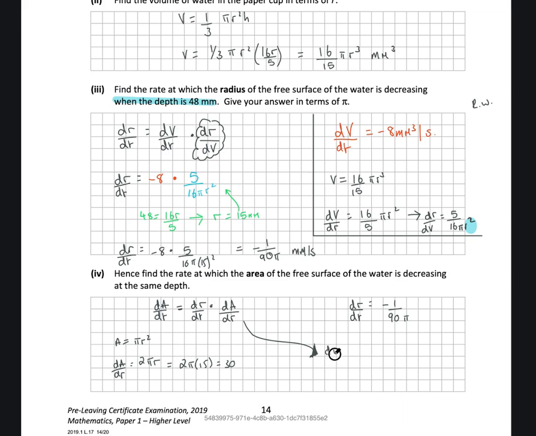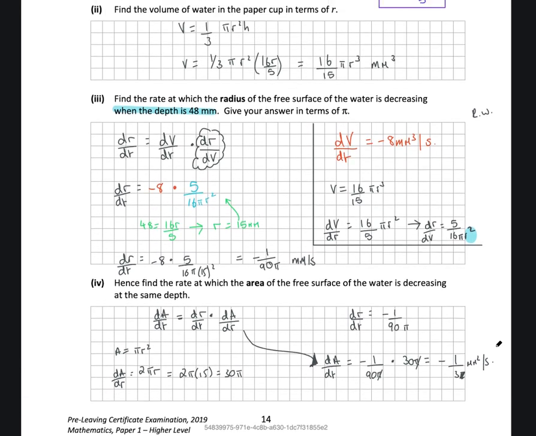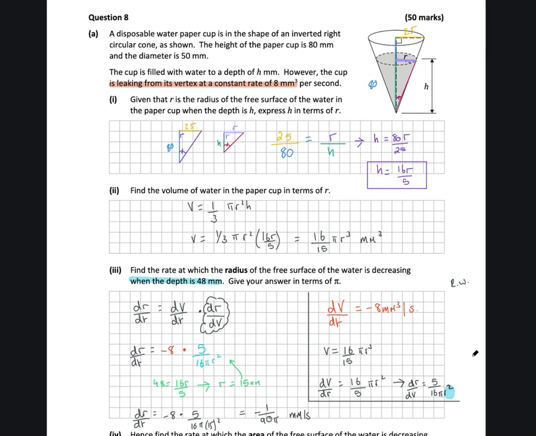I'm going to have dA dt is equal to dr dt, which is going to be minus 1 all over 90 pi multiplied by dA dr, which is going to be 30. And if I do that out, I'm going to get minus 1/3 pi. No, it's not, because this is 30 pi and this is pi, and then that drops out and that drops out. And so we've just got minus 1/3, and that's going to be millimeters squared per second. That's it. So that's a nice tricky one if it does come up.